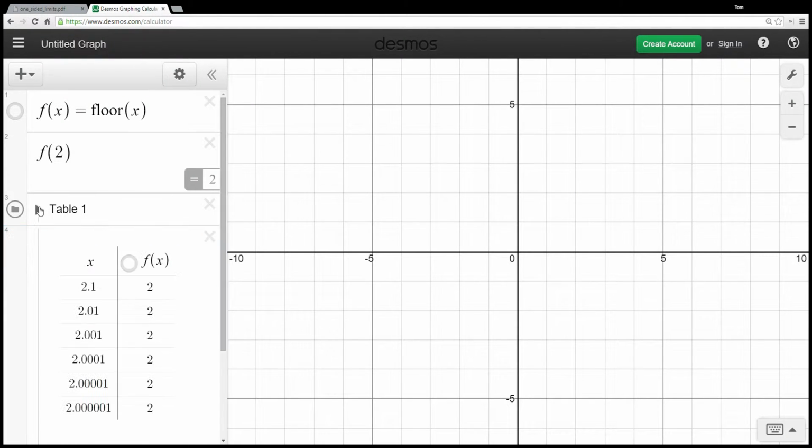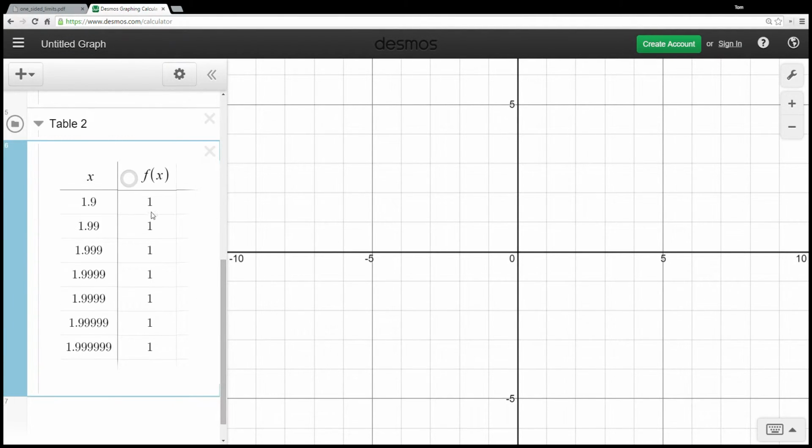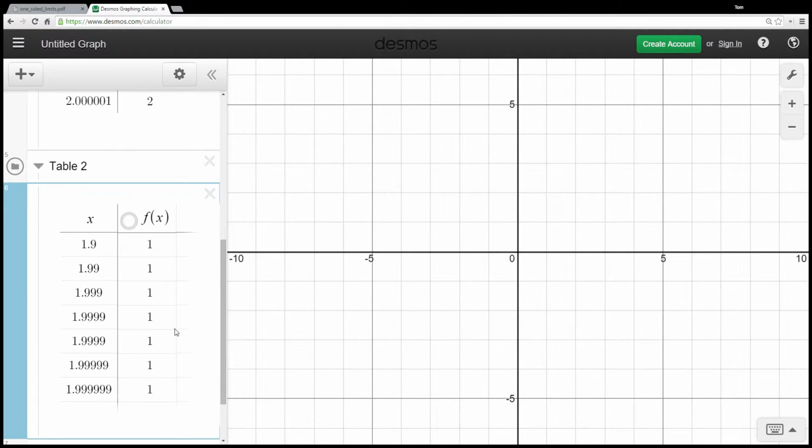When we looked at the behavior on the right side of 2, we saw that the output values were all equal to 2. And over on the left side, the output values that we got were all equal to 1. Since the limit cares about both sides, we had to say the limit didn't exist, because what was going on to the right did not match what was going on to the left. So when that happens, the limit doesn't exist.